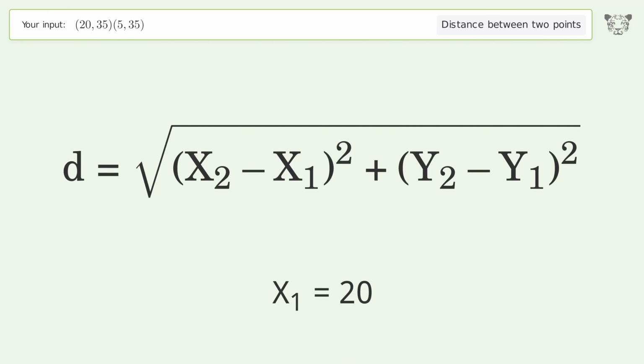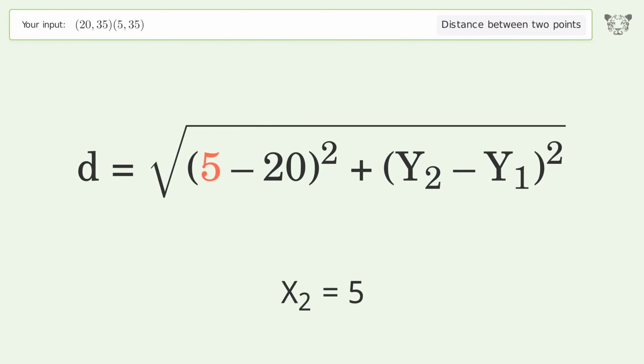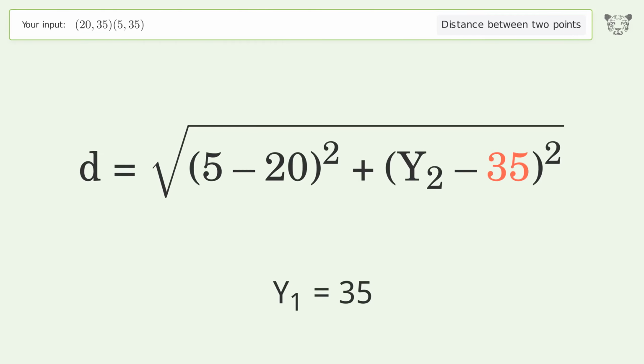x1 equals 20. x2 equals 5. y1 equals 35. y2 equals 35.